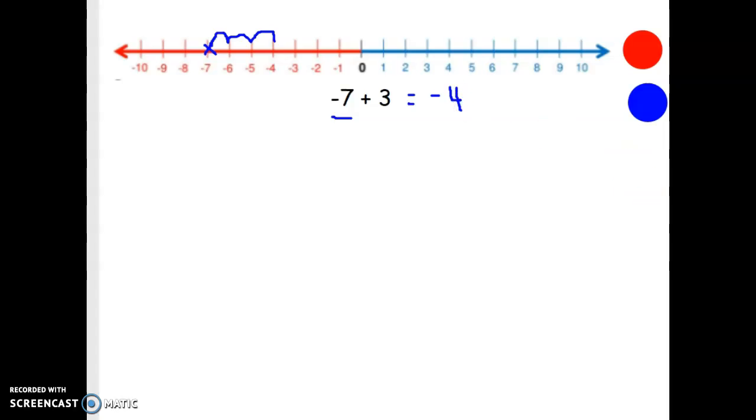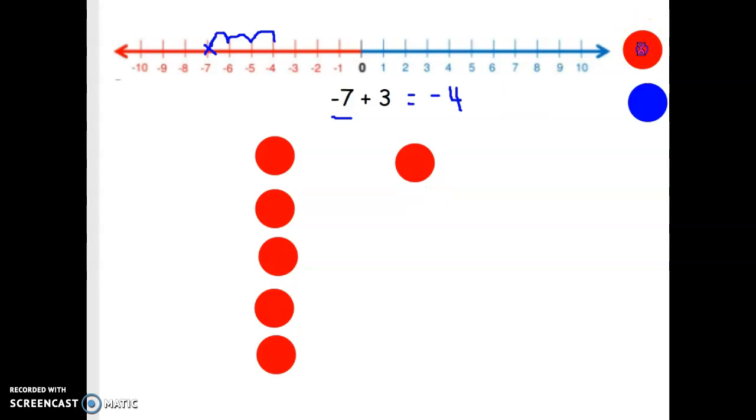Let's also see how this works with counters. If I start with negative 7, I'm going to count out 1, 2, 3, 4, 5, 6, and 7. I'm going to add 3 positive. Again, I'm going to put them right next to each other because a positive plus a negative equals 0. And so then I'll be left with negative 1, negative 2, negative 3, and negative 4.